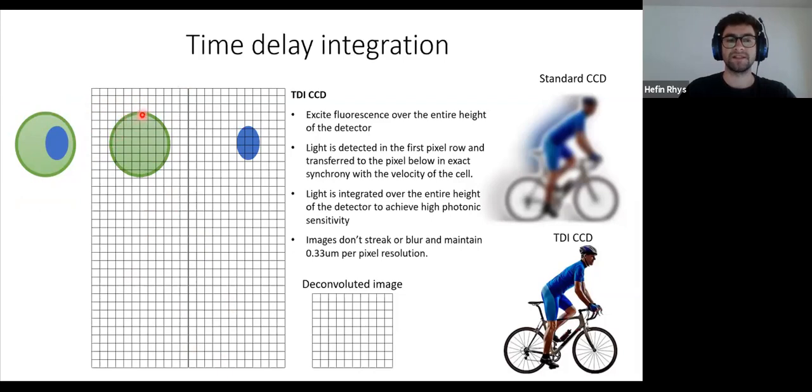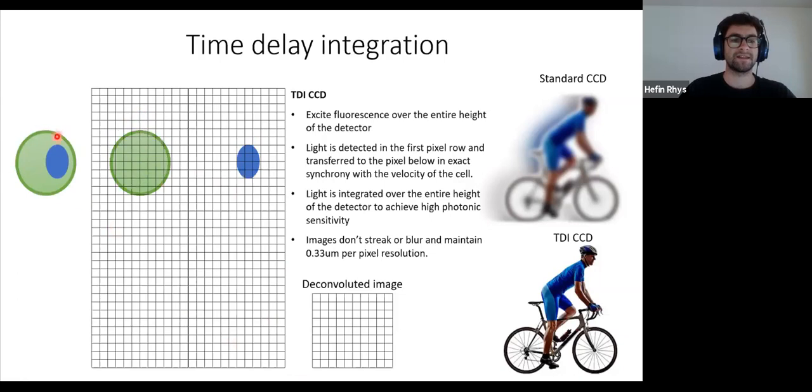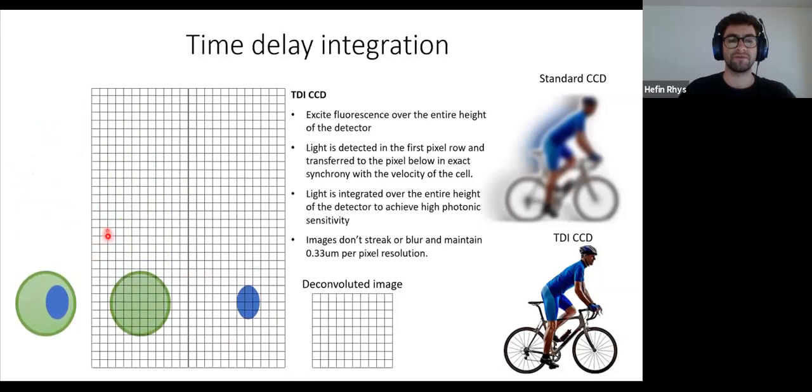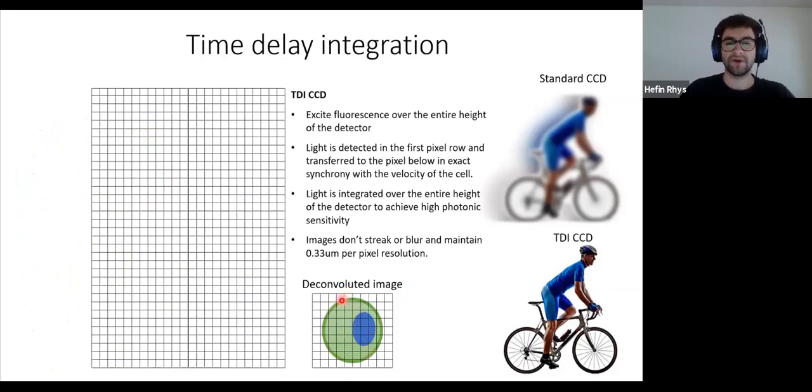And then this cell continues to accumulate charge. And then as the cell moves on, that charge is transferred down and down and down. And the effect of this is that light coming from a particular part of the cell is accumulating for the length of time that the cell is passing through the flow cell. And eventually when the cell passes off at the end of the camera, you get this deconvoluted image where the brightness assigned to this particular pixel here has accumulated over the length of time that the cell was traveling through the flow cell. And this achieves two things.